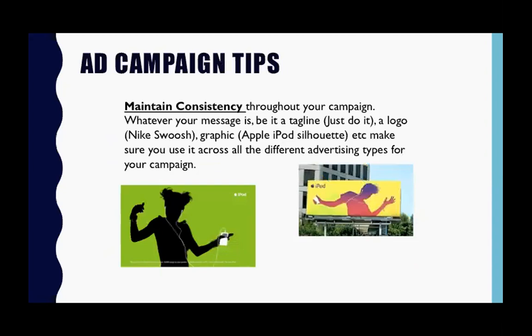So here are some ad campaign tips. Maintain consistency throughout your campaign. Whatever your message is, be it a tagline, Just Do It, the logo, Nike swoosh, graphic, Apple iPod silhouette, etc., make sure you can use it across all the different advertising types for your campaign. So you might want to think about that almost as if you're jumping ahead for the weeks coming up and thinking about, okay, I know in week 4 I'm going to be doing this. These are the deliverables that I want to do.